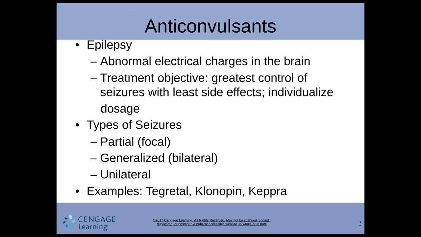And then we have anticonvulsants. So this helps with things like epilepsy, seizures, that type of thing. Epilepsy is an abnormal electrical charge in the brain. The treatment objective is the greatest control of seizures with the least side effects, right? And it definitely is individualized. What works for one person may not work for another. Types of seizures: we have the partial, which is a focal seizure, generalized, which is bilateral, and unilateral. Generalized meaning bilateral is on both sides of the body, unilateral is on one side. So they may be put on things like Klonopin, Keppra, those types of anticonvulsants.